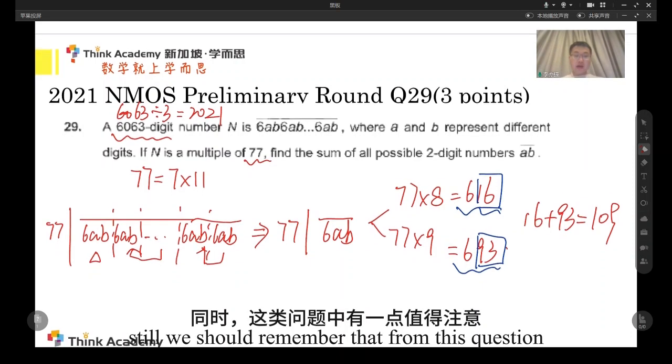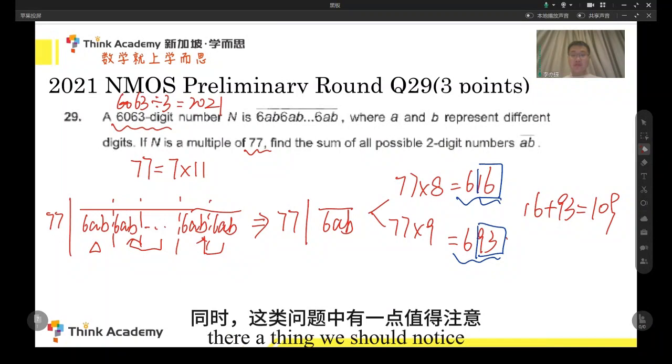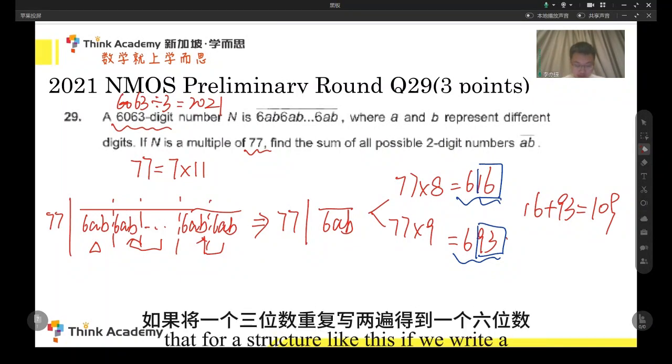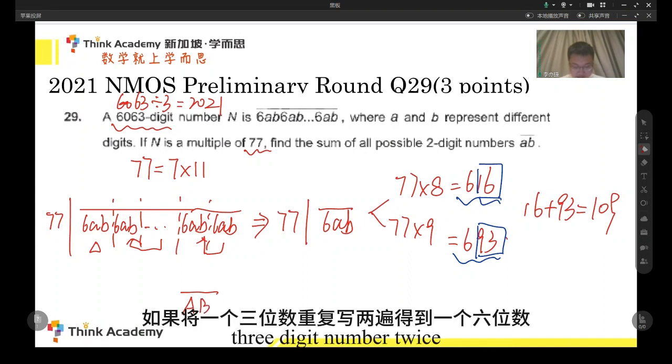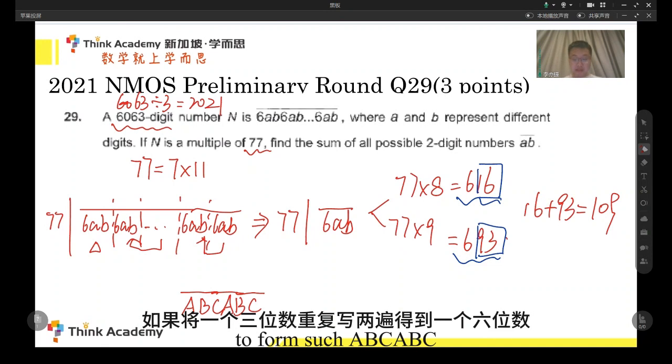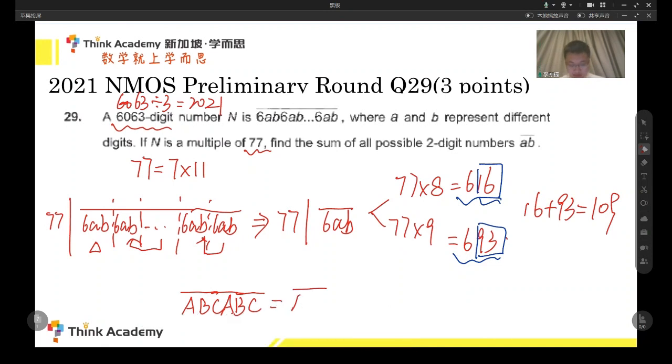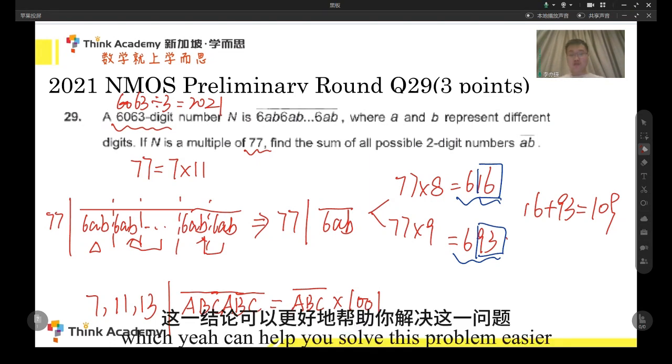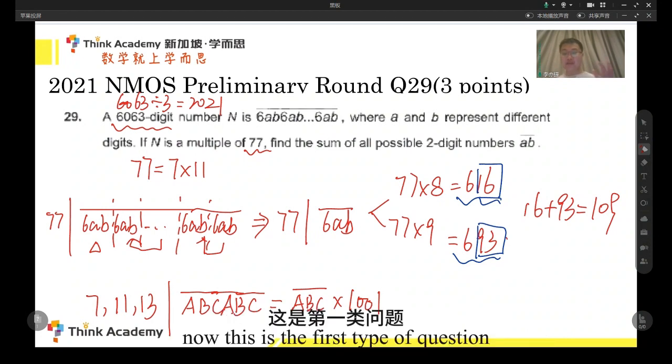Still, there is something we should remember from this question. For a structure like this, if we write a 3-digit number twice to form a number like ABCABC, this number is ABC times 1001. So this structure is always a multiple of 7, 11, and 13, which can help you solve this kind of problem more easily. Now, this is the first type of question.